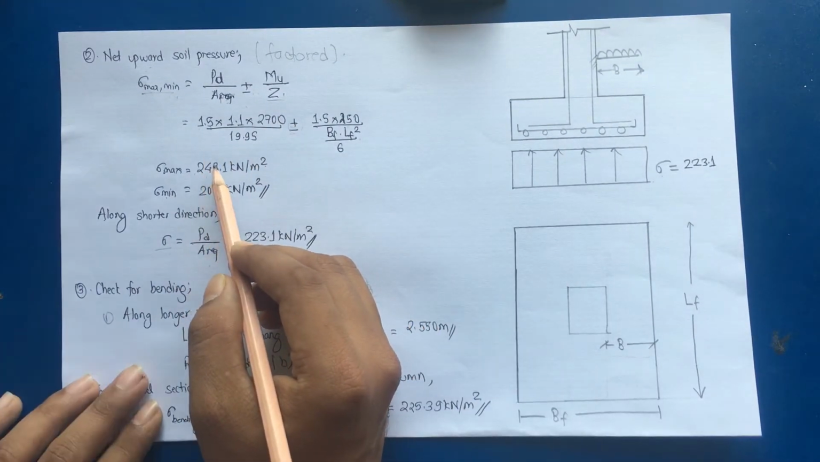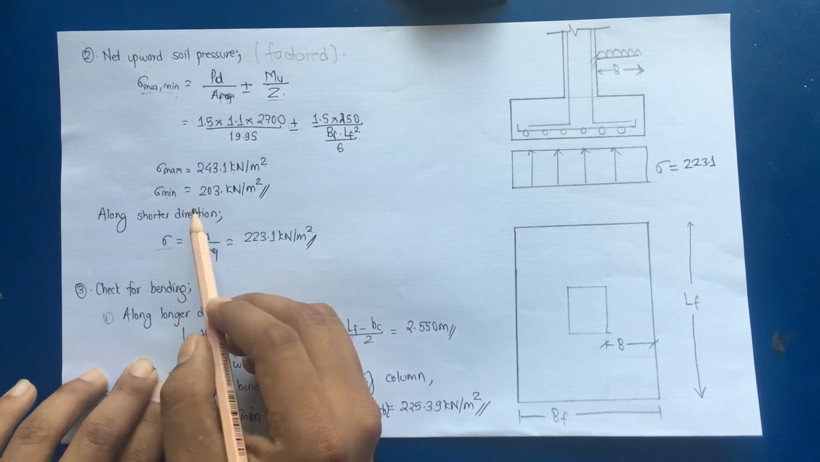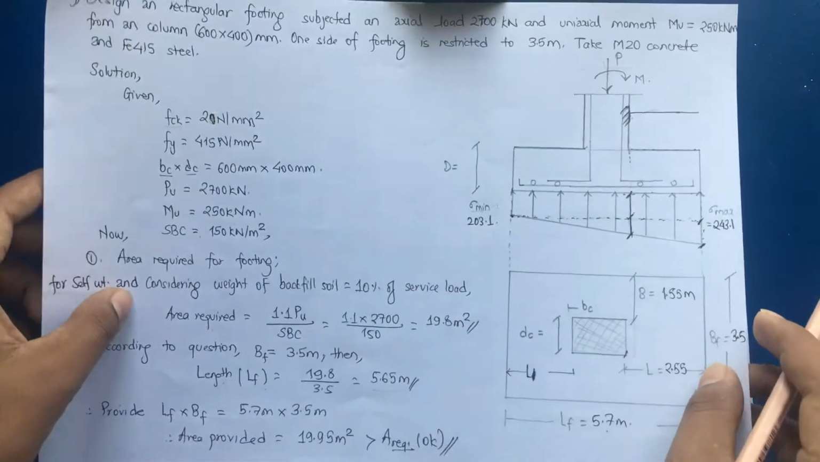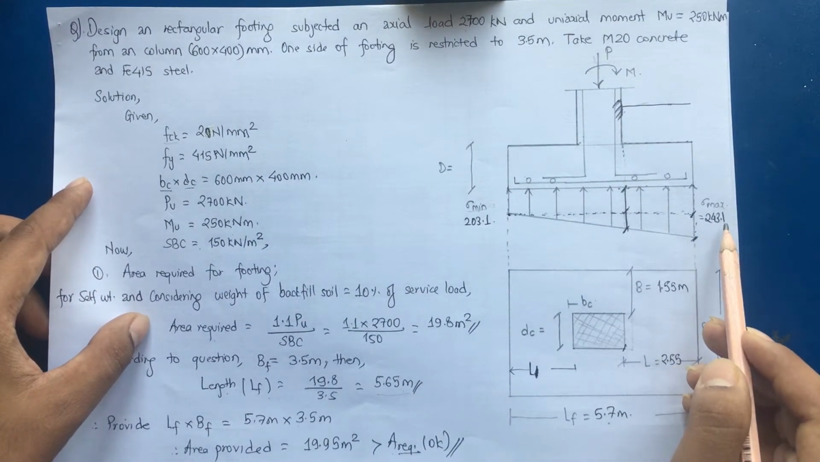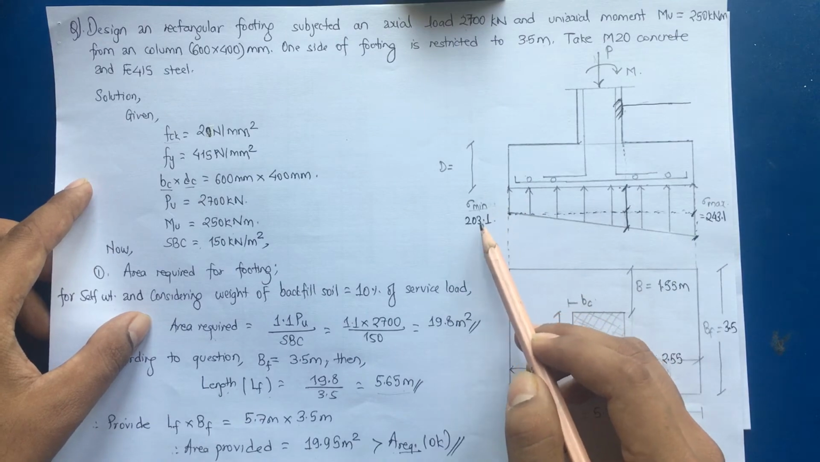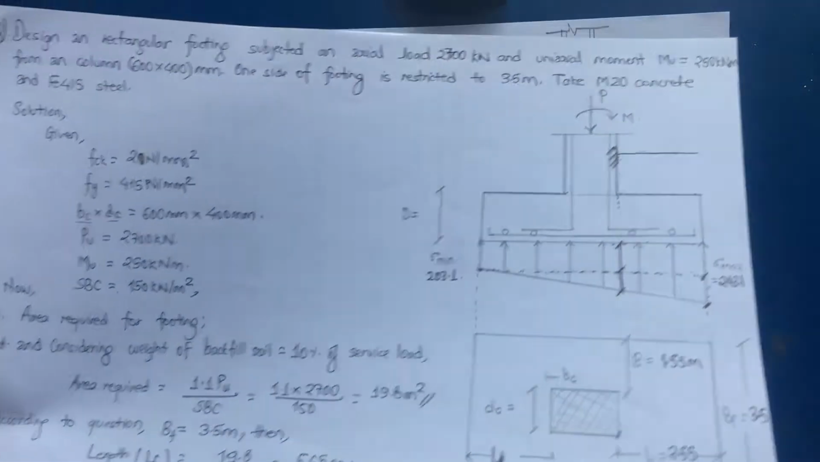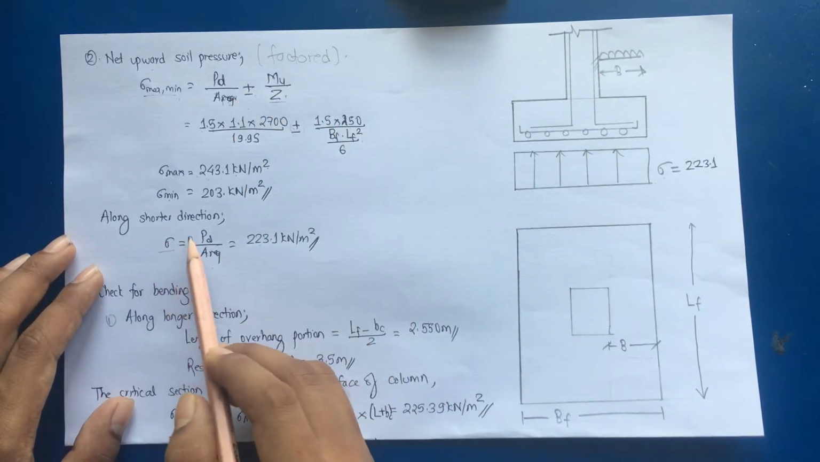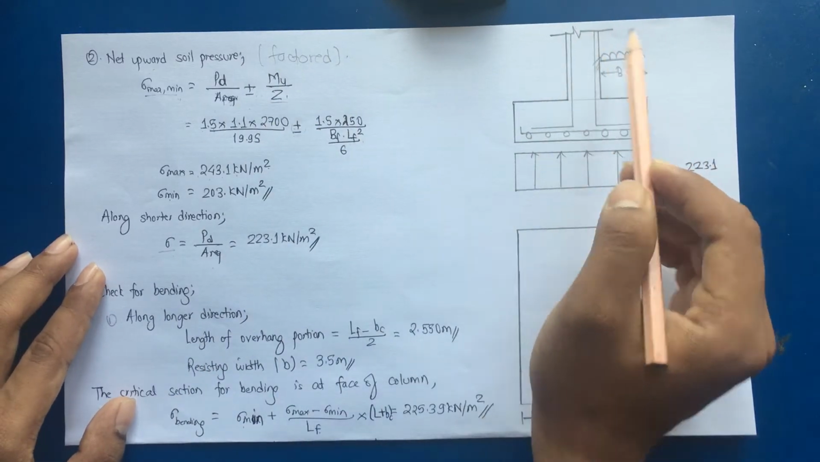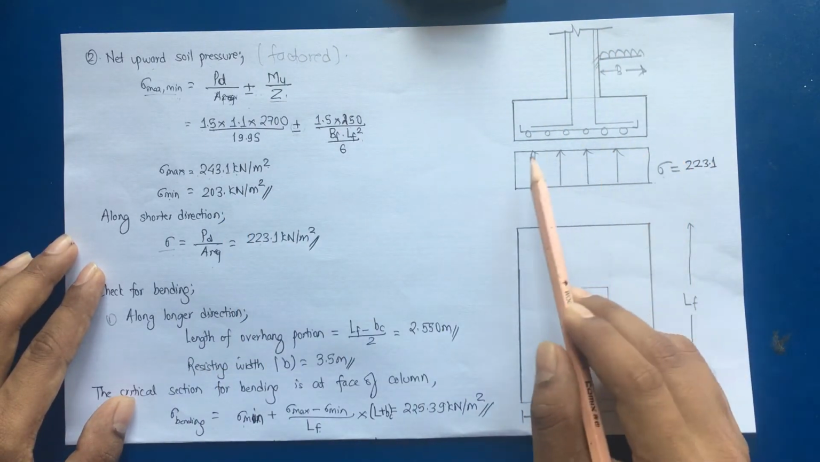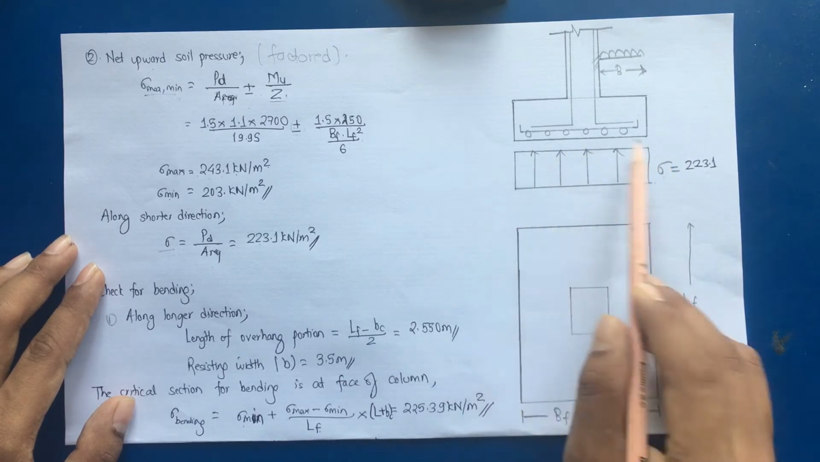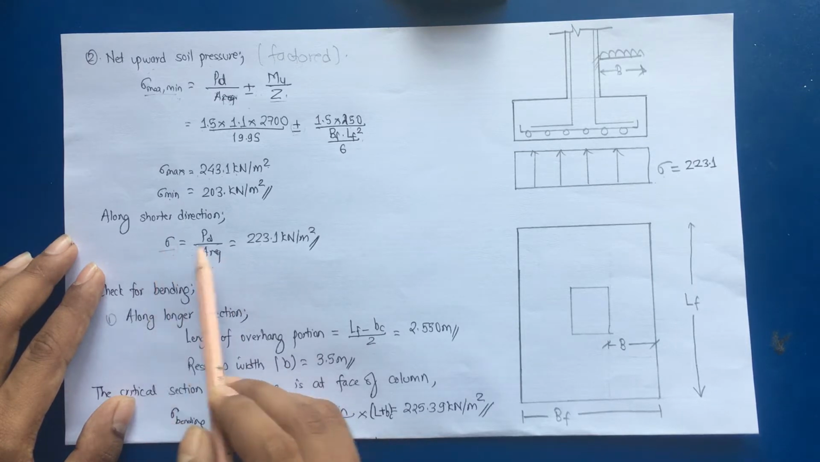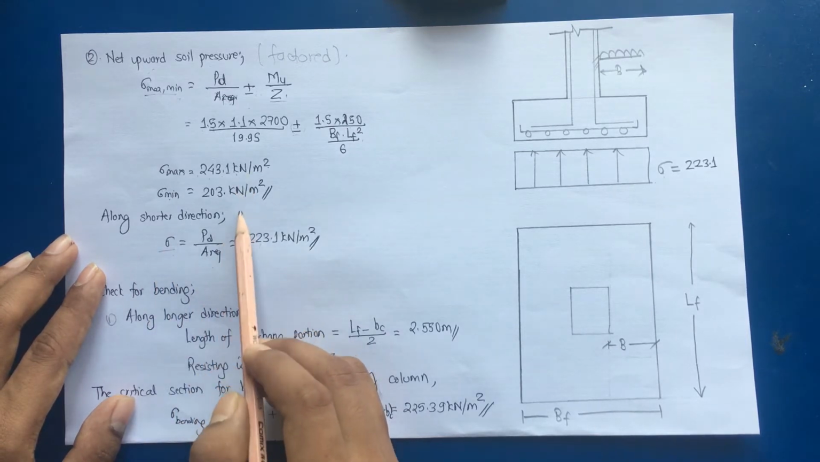So we'll have sigma max as 243.1 kilonewton per meter square and sigma minimum as 203 kilonewton per meter square. So you can see sigma max 243.1 at one edge, and at the other edge we have sigma minimum 203.1 kilonewton per meter square. Similarly for the shorter edge, as there is no Mu/Z term, the pressure will be dependent on the axial load only, and the pressure distribution will be uniform on the surface. So sigma is equal to PD by area provided. Sigma is equal to 223.1, which is basically the average of these two values.